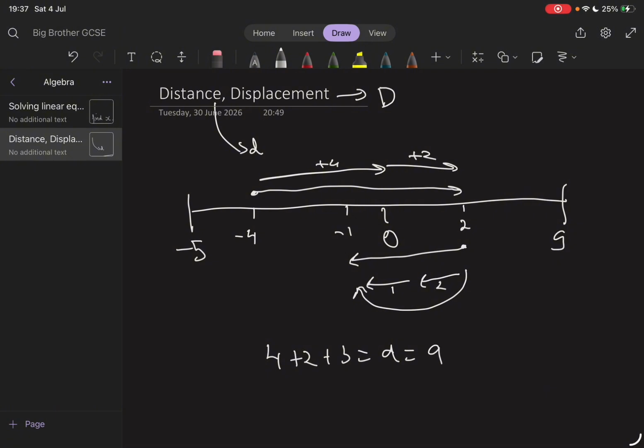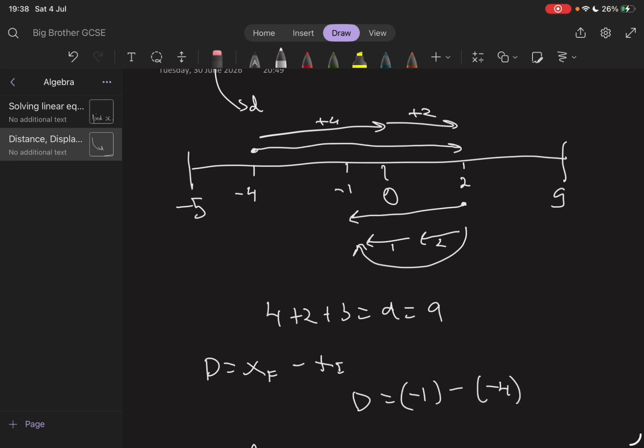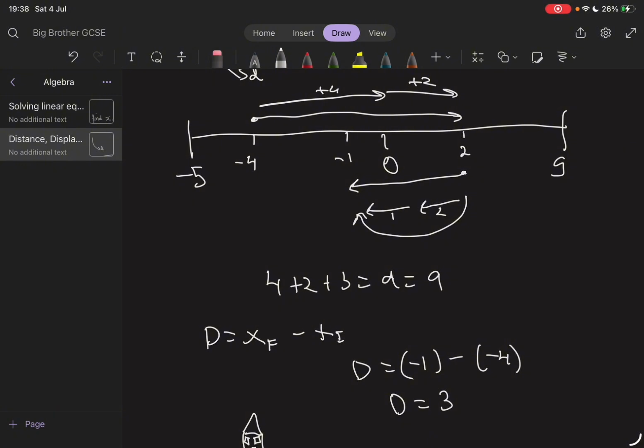However, the displacement is the final position minus the initial position. So the displacement is equal to -1 minus -4. Displacement is equal to 3.